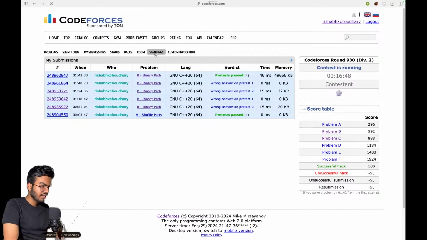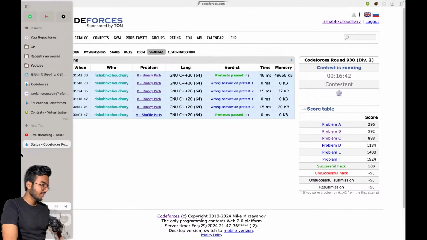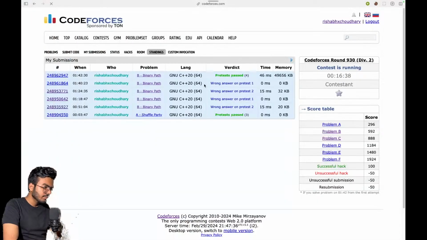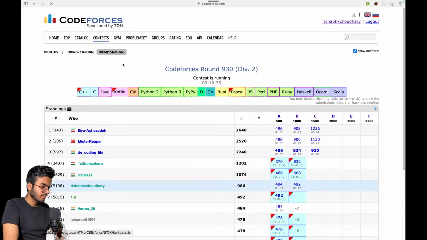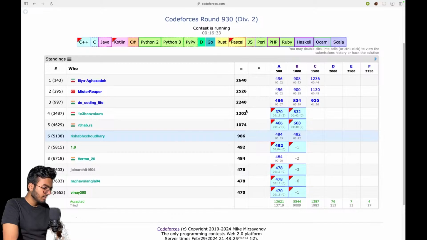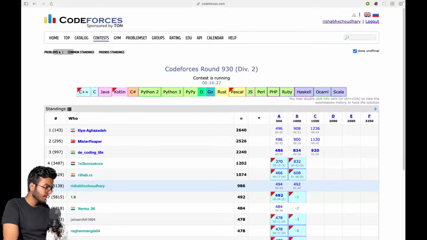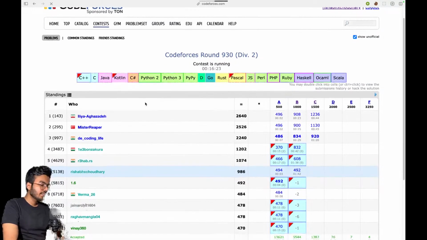Let's see how much rating is going down today. I spent so much time on this problem, and okay, so I'm at 5138, which is not good, guys. Okay, let's try the C problem now.